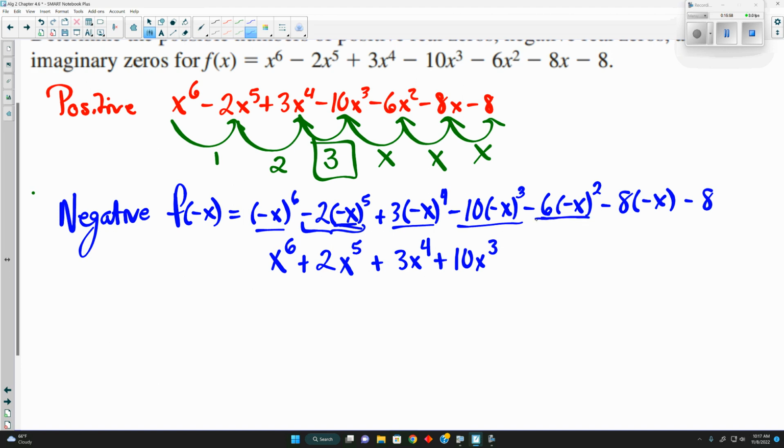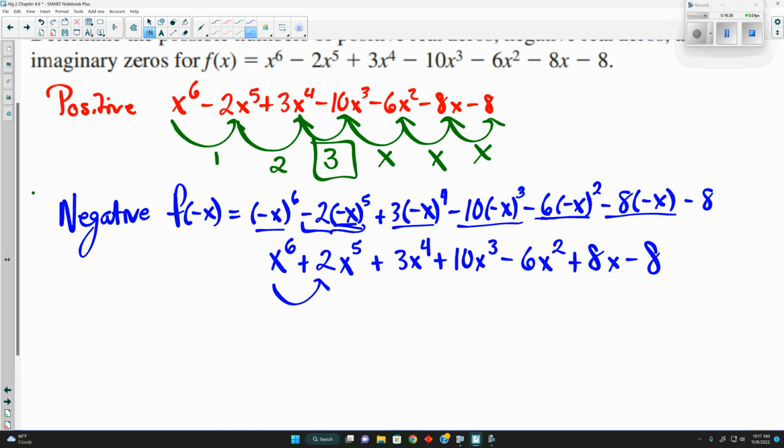The next exponent, is it even or odd? It's 2, yes? 2 is even, so the sign stays the same. Next one after it, even or odd? Odd, so the sign will change, but we're also negative 8 times negative x. Negative and negative make a positive 8x minus 8. Questions on this so far?